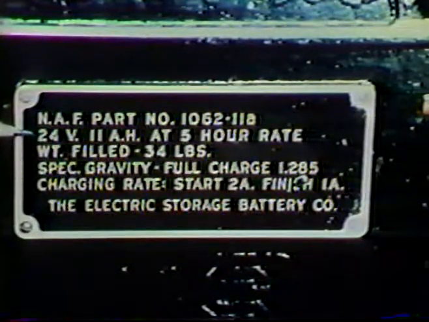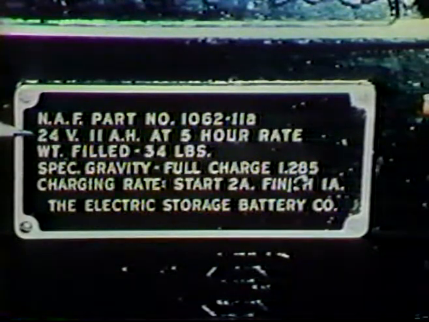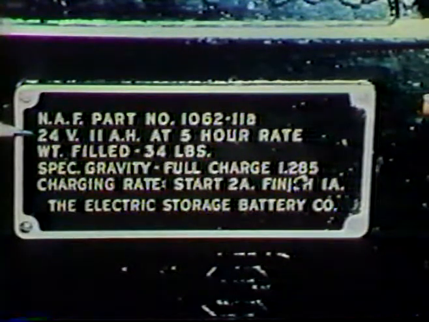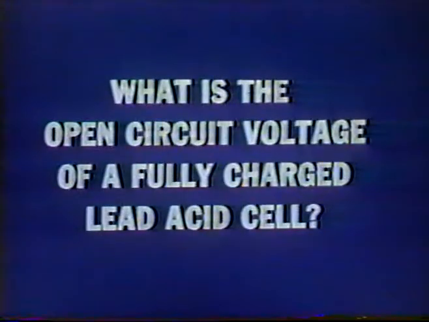The standard rating for aircraft batteries is the 5-hour discharge rate. The 5-hour rating is the ampere-hour capacity of the battery at a current flow which would cause the battery voltage to drop to 1.75 volts per cell at the end of 5 hours. To indicate the capacity of the battery for engine cranking, 2 other ratings are sometimes given: a 20-minute rating and a 5-minute rating. Question: what is the open circuit voltage of a fully charged lead-acid cell? 2.10 volts.